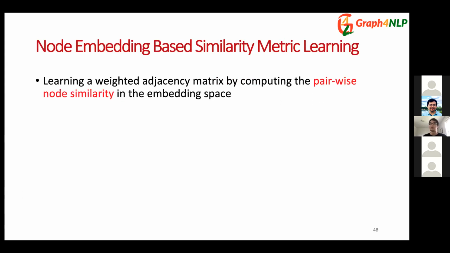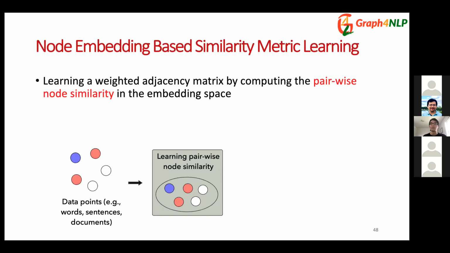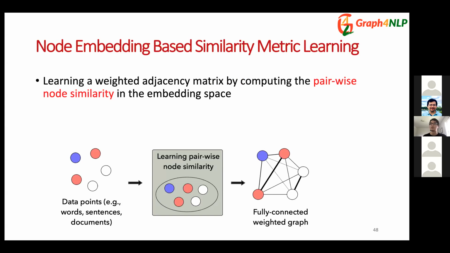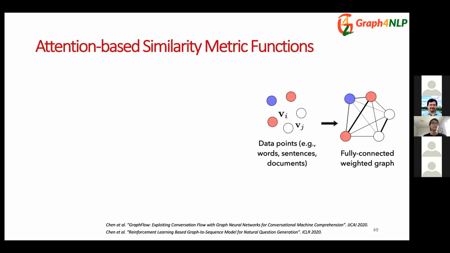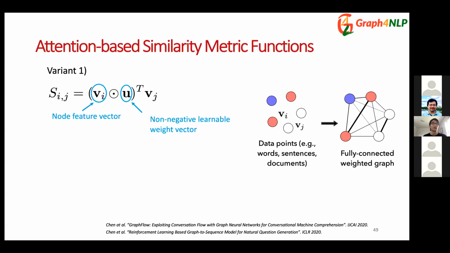For node embedding based similarity metric learning, we are given a set of data points and their vector representations, and we want to apply various metric functions to learn a pairwise node similarity. Its output is a weighted adjacency matrix, which corresponds to a fully connected weighted graph. Common metric functions include attention-based and cosine-based functions. Let's first talk about attention-based similarity metric functions. Here we see one variant of such a metric function.